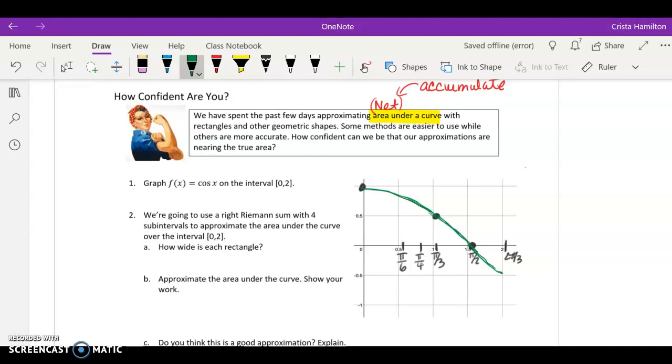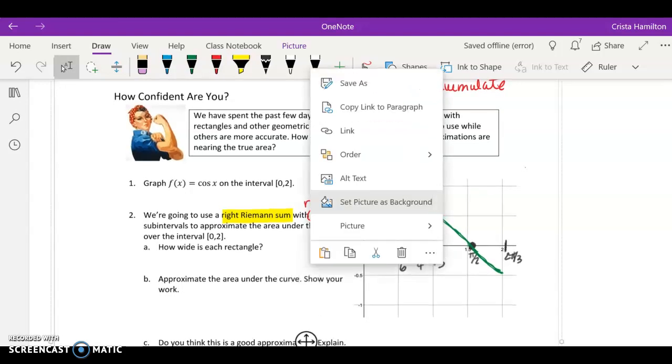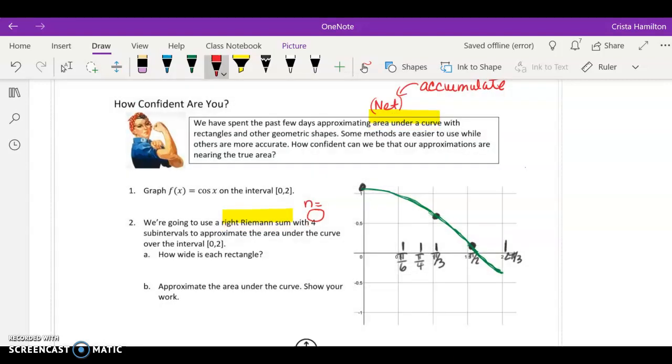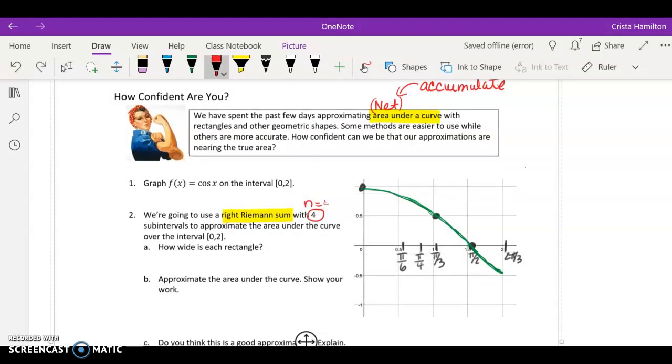So we want to examine this, and we're going to use a right Riemann sum, so that's important to note. It's also important to note that we want to use 4 subintervals. So n is going to be equal to 4. And we want to approximate the area under the curve. And again, I'm going to stress that this is net area under the curve.